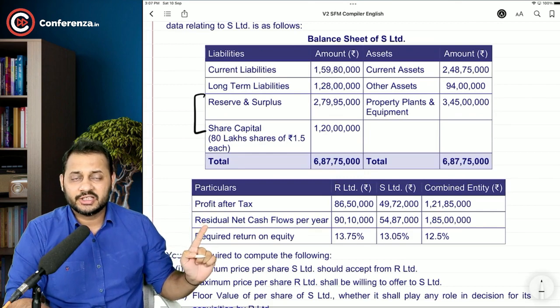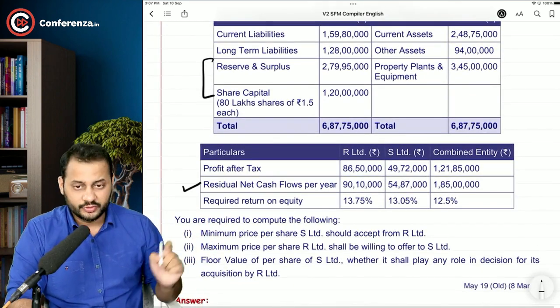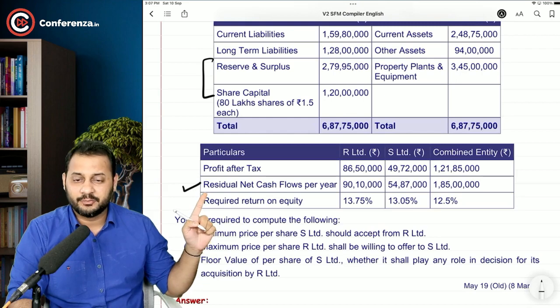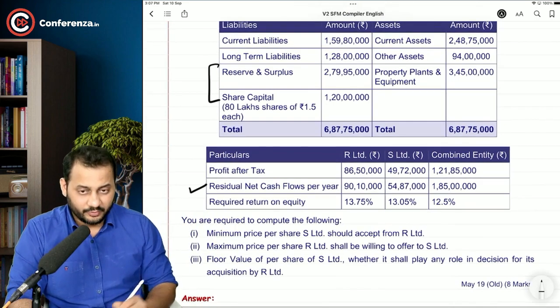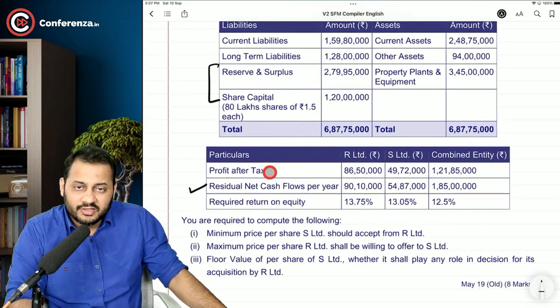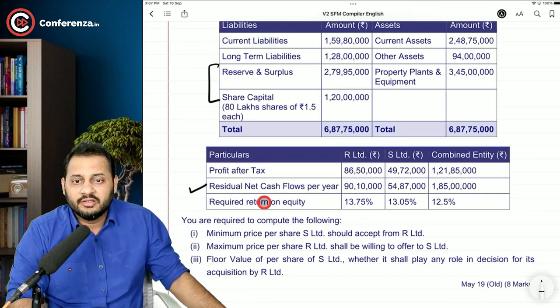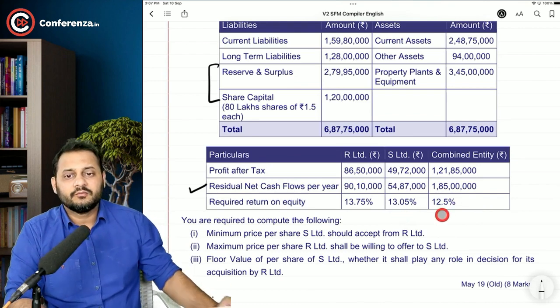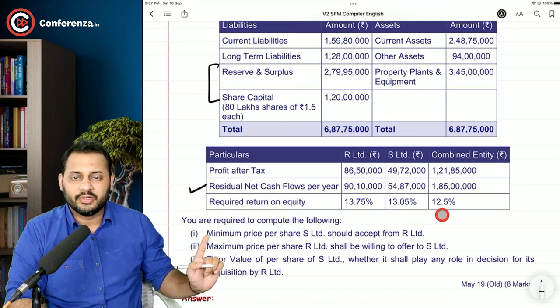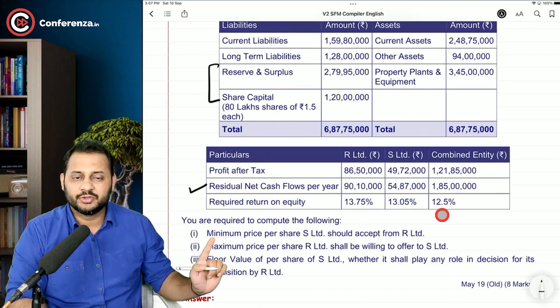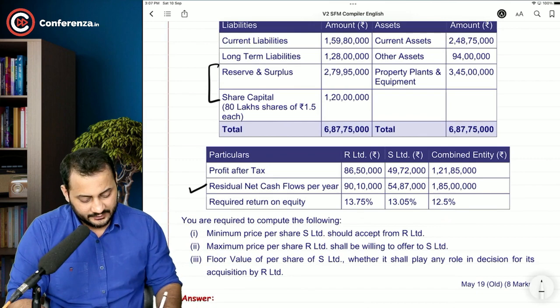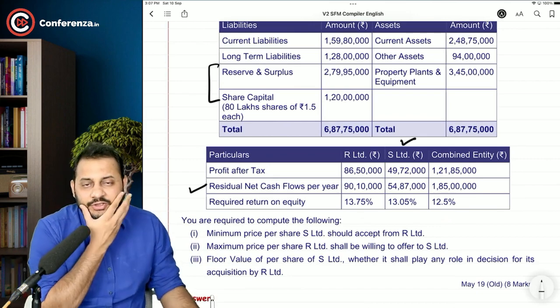Residual net cash flows per year. This will be useful to calculate the perpetuity value. This is just a profit. See, this first item is just a profit and the second one is the cash flows. Return on equity is this much for R Limited, S Limited and the combined entity. You are required to compute the following. Minimum price per share S Limited should accept from R Limited. See, how much minimum should S Limited accept?